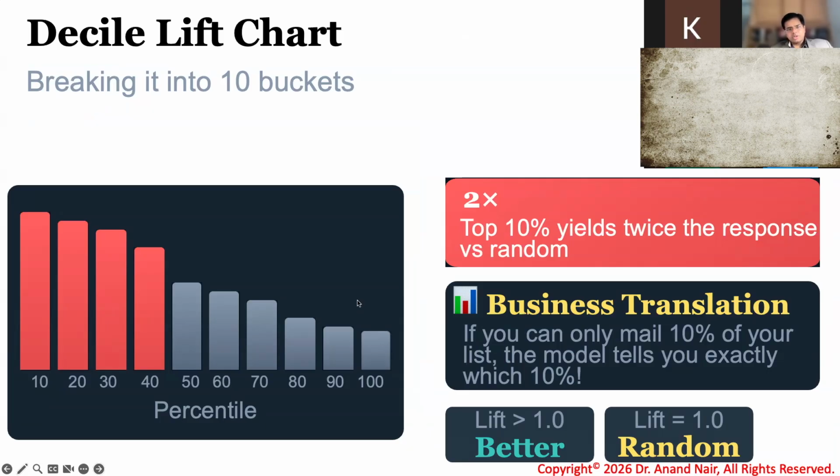The other type of chart, along with the cumulative gains chart, is the decile lift chart. A decile means that the data is divided into 10 equal parts: 10%, 20%. So every 10%, you're breaking the data into 10 buckets. And what we would do here is look at the first bar. This is the 10th percentile, 20th percentile. So if I use the first 10th percentile of my data, how much better can I do compared to a random pick?